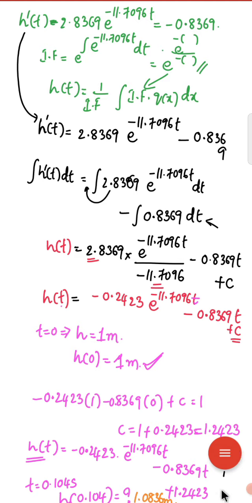Okay, so now we stop here. In the next, we start the logistic equations.